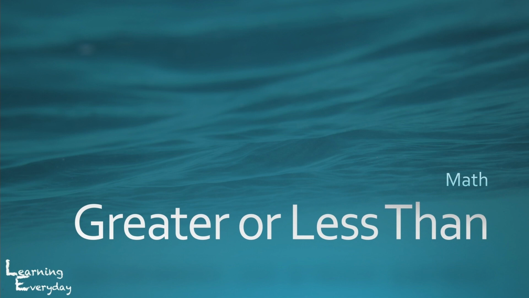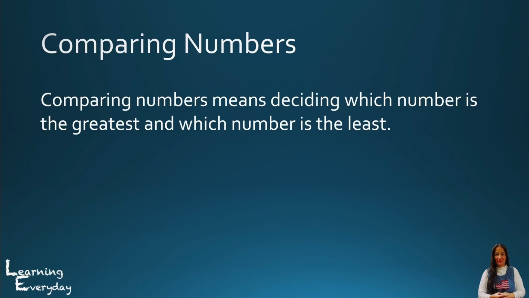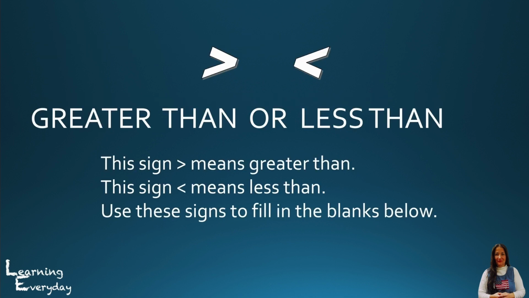Greater or less than. Comparing numbers. Comparing numbers means deciding which number is the greatest and which number is the least. Greater than or less than. This sign means greater than. This sign means less than. Use these signs to fill in the blanks below.